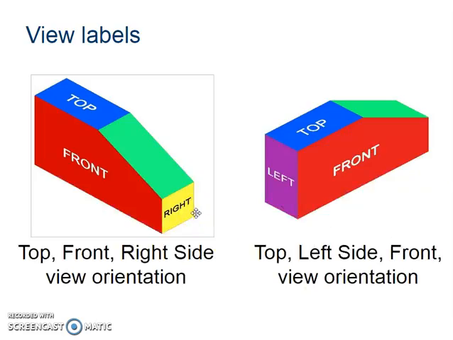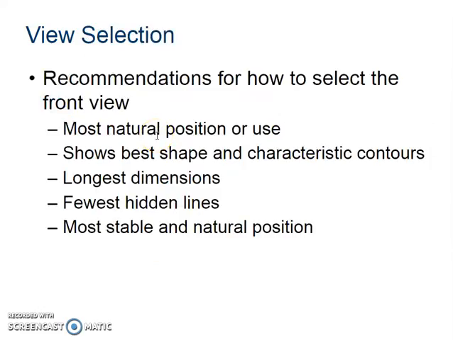The different isometric view we're going to use in this class is the top, front, right. You can look at something as top, left, front, but we're going to use this one inside of this class. Top view, front view, right view. Width, height, depth, height, width, depth. That's there. How do you select that front view?